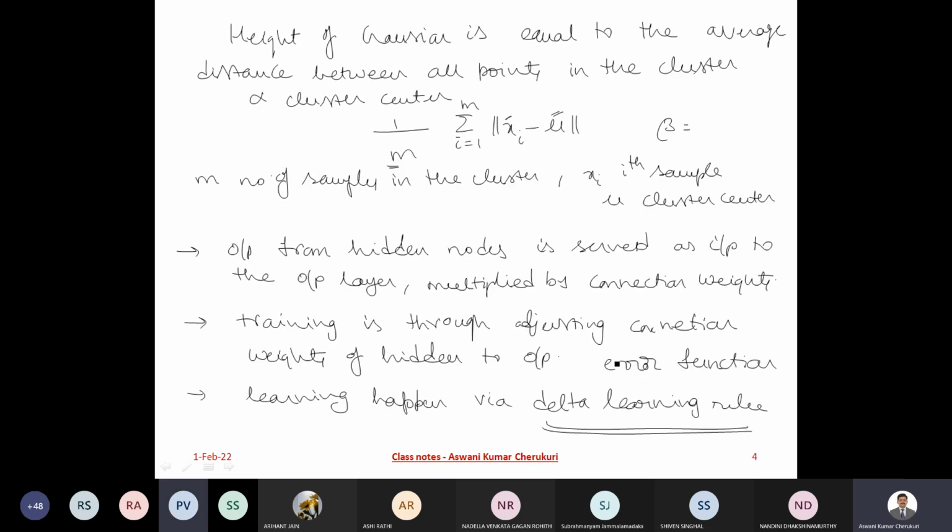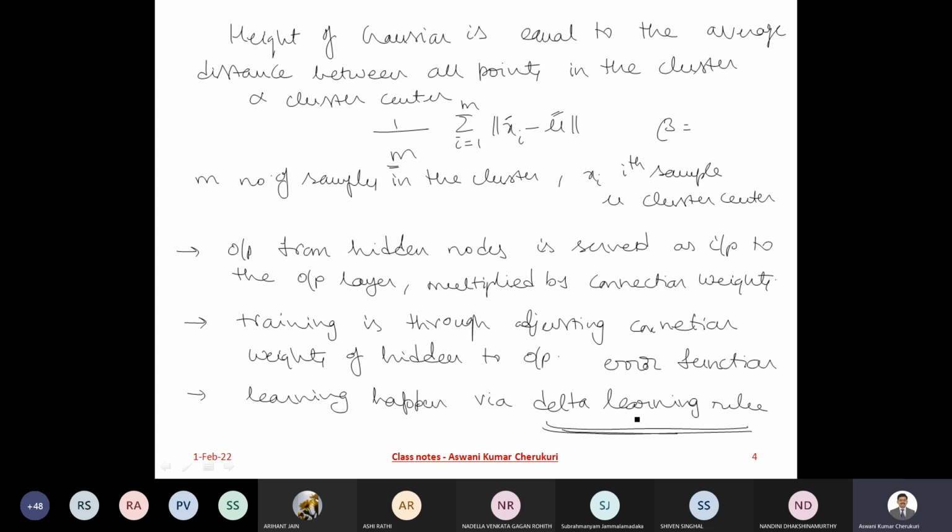Once the activation is calculated, the activation goes to the output layer. When it is going to the output layer, it is a typical weighted sum. That means the output from the hidden layer is multiplied with the connection weight from the hidden layer to the output layer. When you multiply it, you get the input to the output layer nodes. And remember, output layer nodes have the targets. And adjustment of the weights happens through the delta learning rule.